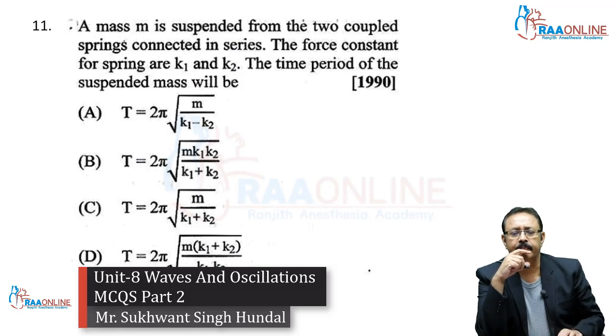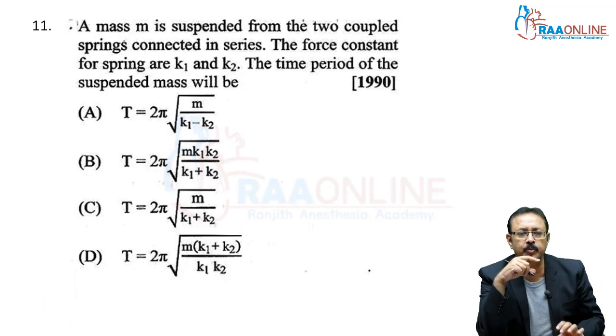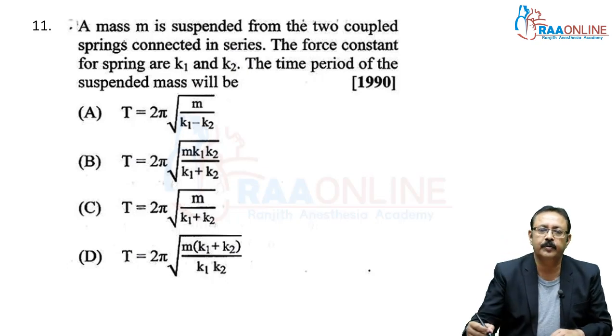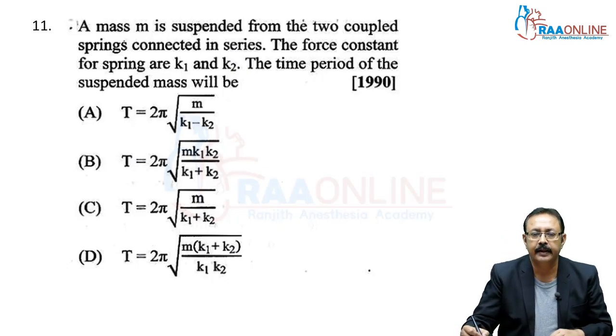A mass m is suspended from the two coupled springs connected in series. We know that in a series, the equivalent force constant is given by 1 upon k is equals to 1 upon k1 plus 1 upon k2.